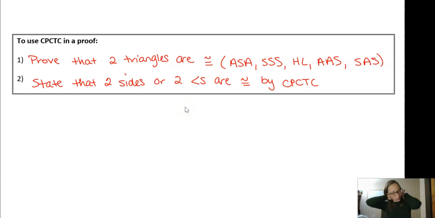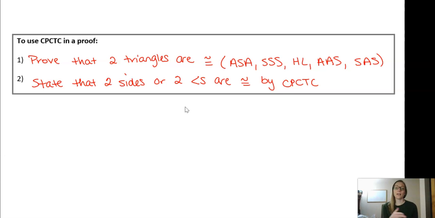Okay, so now if we were to use CPCTC in a proof, we would first prove the two triangles congruent. We can prove triangles congruent, make sure you write this down, with AAS, SSS, HL, AAS, SSS. We could prove the triangles congruent using our standard shortcuts that we've been using since December. And then after that, the last step, right after the triangles are congruent, is your CPCTC step.